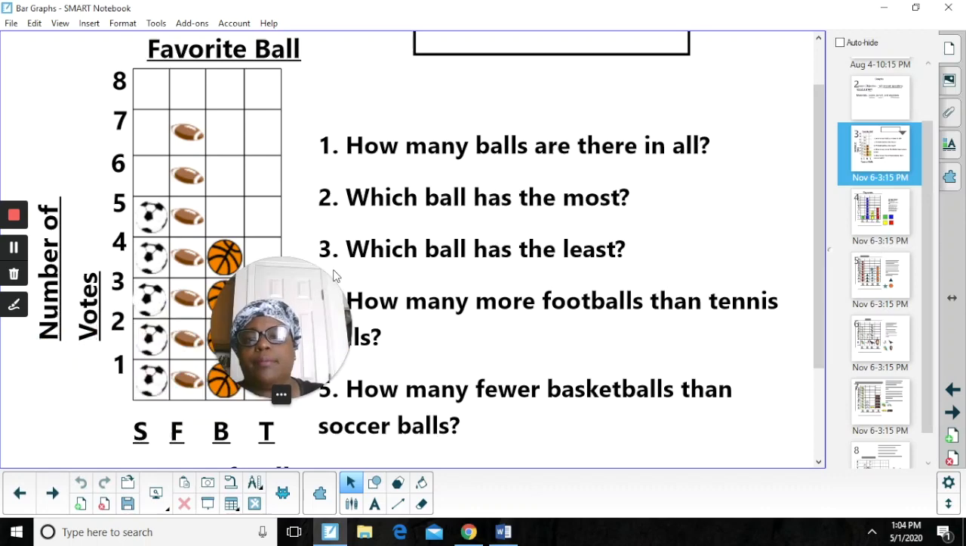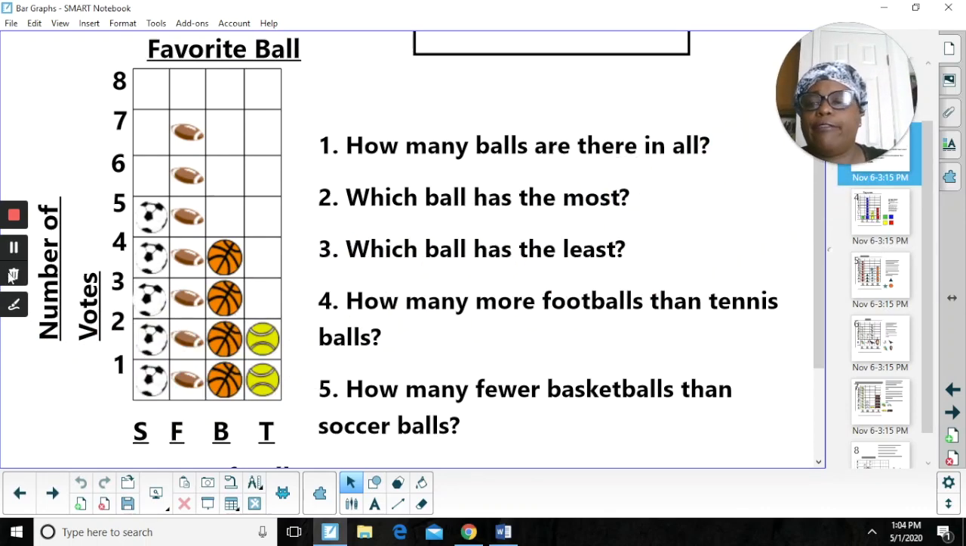Okay, and once again, we're going to preview our graph first. If we look at this graph, it's about a favorite ball, okay? And if you notice on the side, we have numbers, and it says there number of votes, okay? It could have been that they took a survey in class about who liked a certain type of ball. At the bottom here, these are your categories. And you'll see just the S for soccer ball because we do not have room to write soccer ball. So we're just including the first initial of the ball.